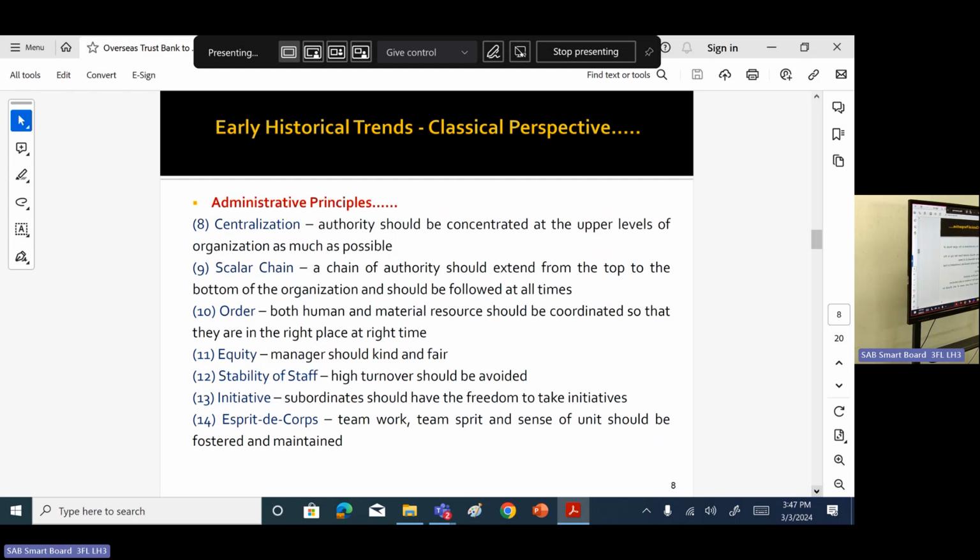Right. Then how to develop the country without having industries? Then initiatives. Senior managers should have the initiatives, but they should consult other managers and employees in making a decision. But senior managers should take the initiatives.